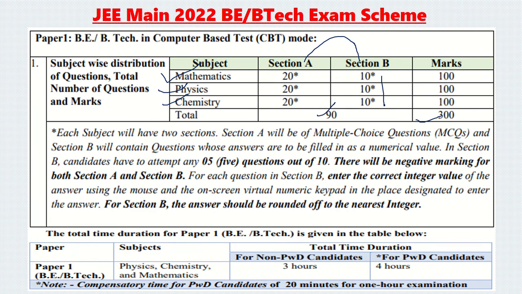Now here are some main points. Section A contains multiple choice questions, and section B contains numerical value type questions. Out of 10 questions in section B, candidates are required to attempt only 5 questions, and there will be negative marking in both section A and section B. Now let us see the exam duration. Exam duration of BTech question paper is 3 hours for non-PWD candidates, whereas for PWD candidates it is 4 hours.